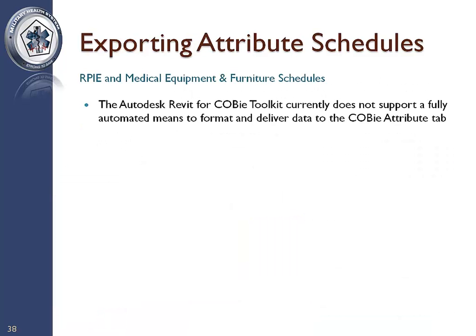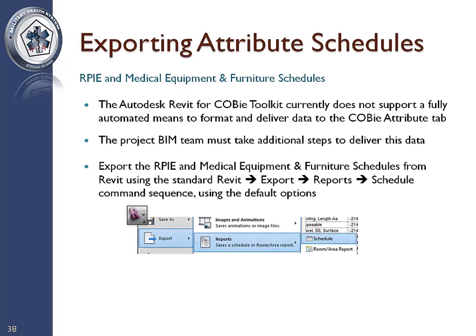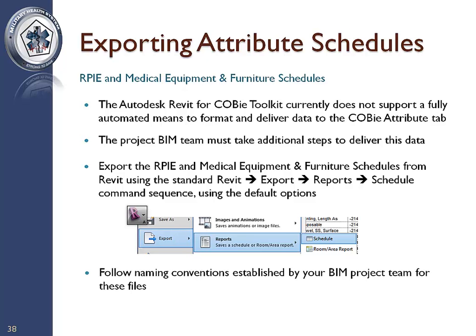The Autodesk Revit for COBie toolkit currently does not support an automated means to format and deliver data to the COBie Attribute tab. The project BIM team must take additional steps to deliver this data. Export the RIPI and medical equipment and furniture schedules from Revit using the standard command sequence using the default options. Follow naming conventions established by your BIM project team for these files.